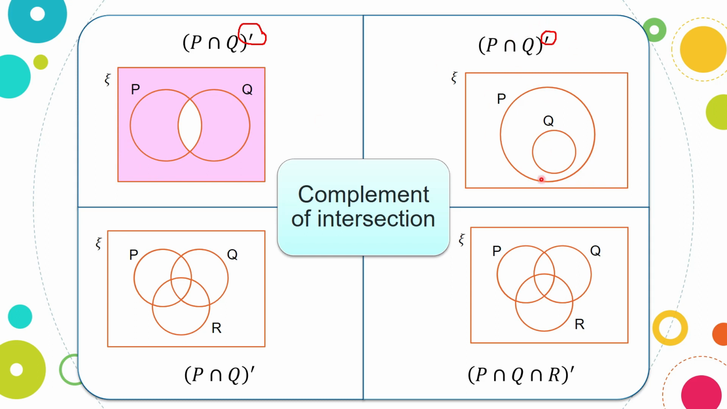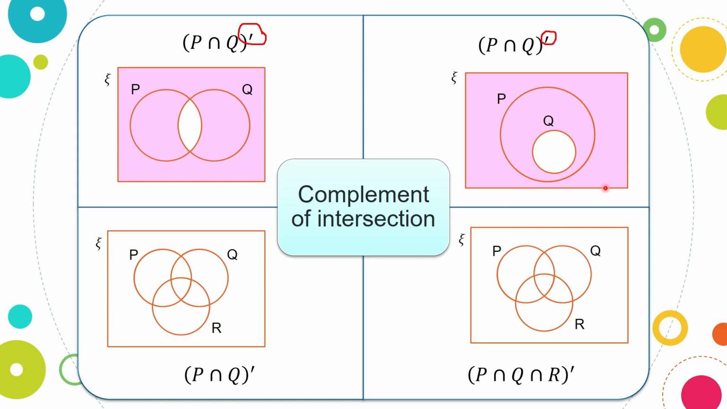Next, this one, P intersect Q also, but in this kind of Venn diagram. We know that just now in this Venn diagram, P intersect Q is this one, the intersection area, but this is the complement of intersection, so it must be not the intersection region. So the region that we shade is this one, the outer part of the intersection part. This is the complement.